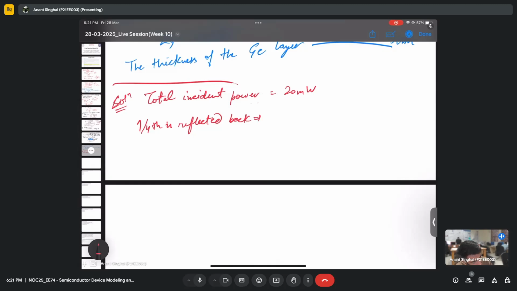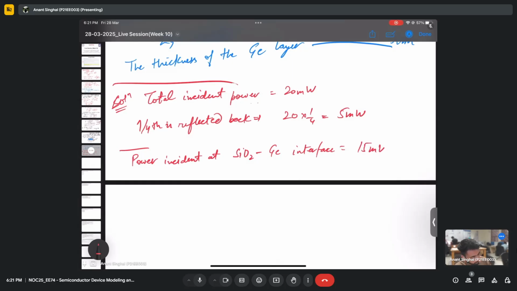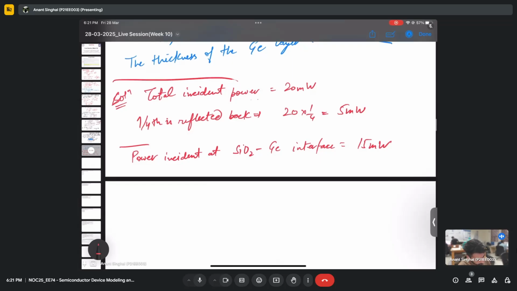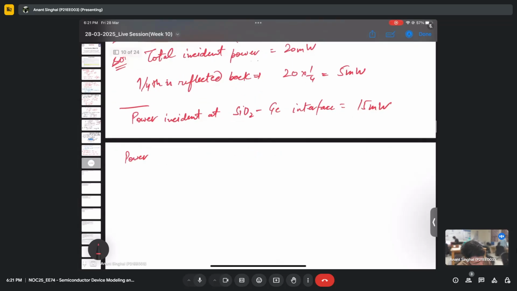So that means what we are remaining with. 1/4 is reflected, which means 5 milliwatt is reflected back. So what is remaining is the power incident at the SiO2-germanium interface. Since 5 milliwatt has gone back, the remaining is 15 milliwatt. In this 15 milliwatt, the question says that the power absorbed by the germanium is 1/3.